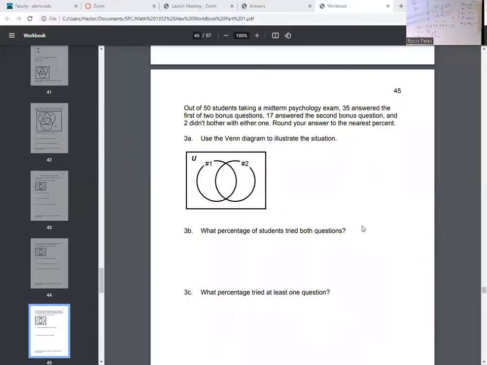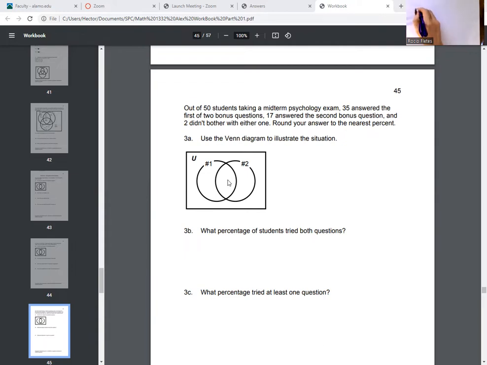And so, what percentage of students tried both questions? Well, be careful with the way they're asking, because they're asking for percentages. Both questions, we know, is 4 out of a total of what? 50, right? So because we know it's going to be 4 out of a total of 50, we're going to write 3b.